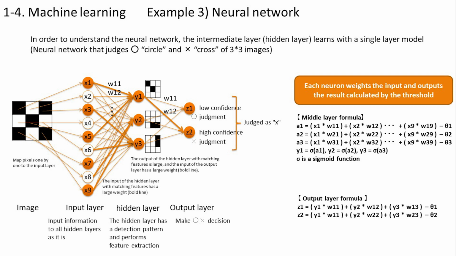In the output layer, there are 2 neurons for judging Maru and Cross. In this figure, the image of X is input, so the weight of the output of the neuron that matches the feature of X in the intermediate layer is increased. So the weight from Y1 to Z2 increases.